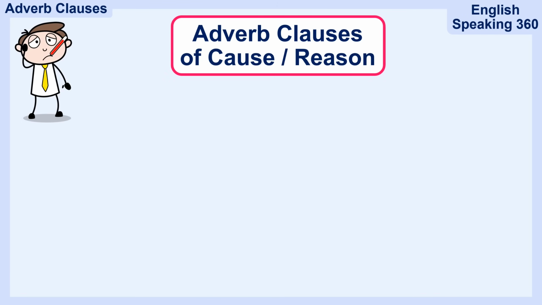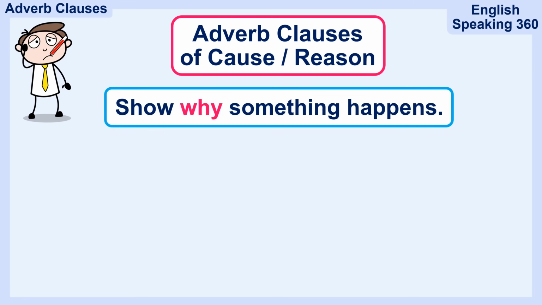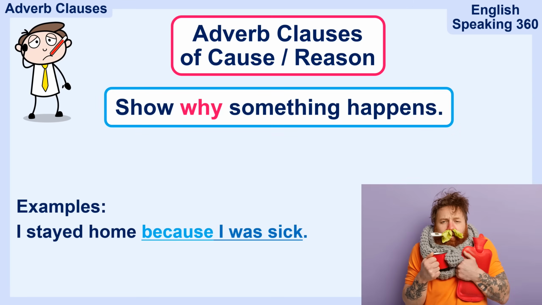The second type is adverb clauses of cause or reason. They show why something happens. For example, I stayed home because I was sick. I stayed home is a great sentence. It can stand alone, there is no problem. But why did you stay home? Because I was sick. So because I was sick adds more information about the verb stayed.